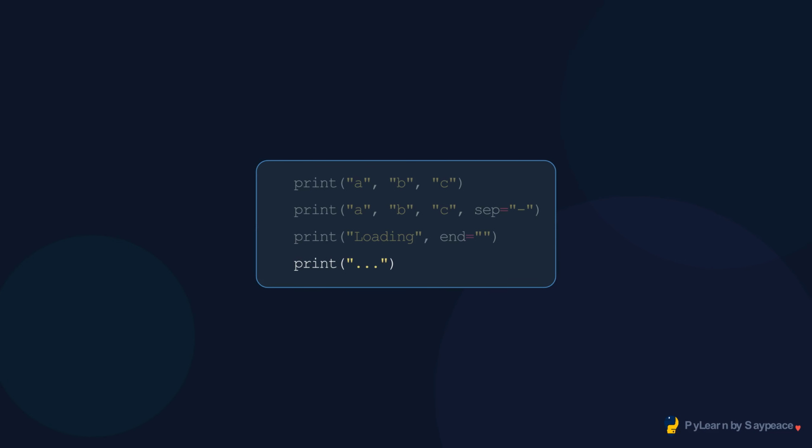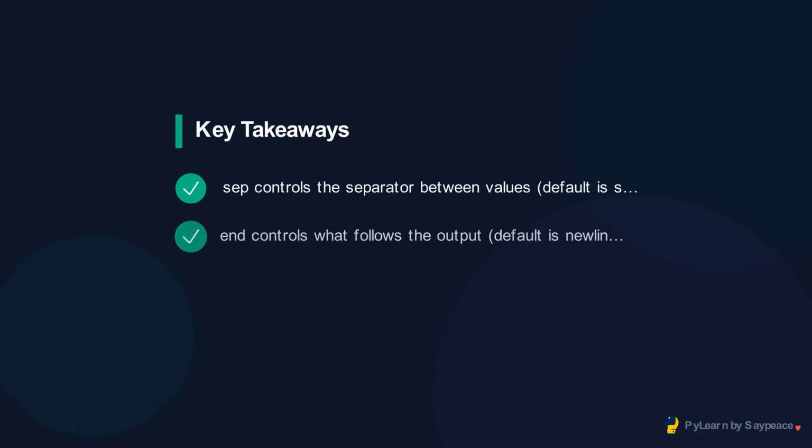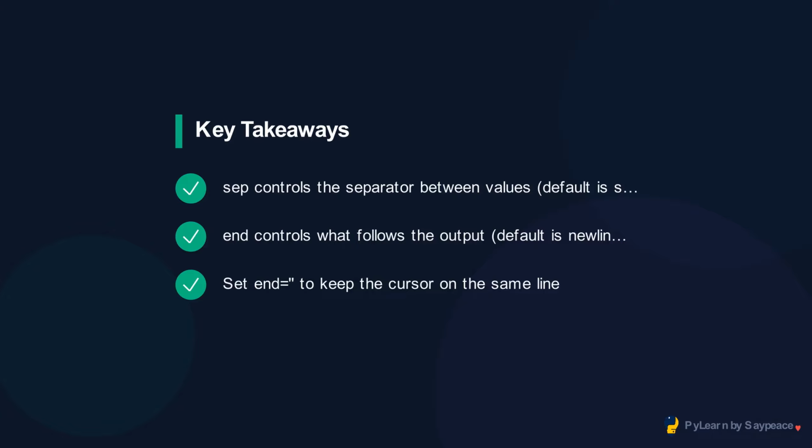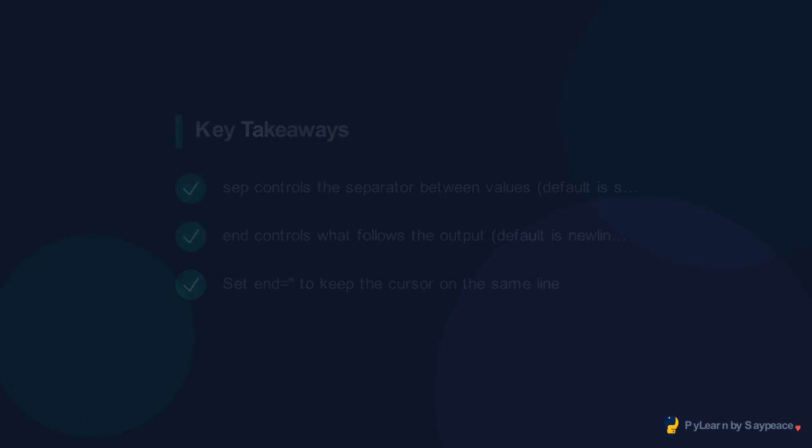By default, print adds a new line at the end. Set end to an empty string and the next print continues on the same line. This is how you build loading animations or inline progress indicators. Two small parameters, surprising power. You will use end particularly often in loops and progress displays.